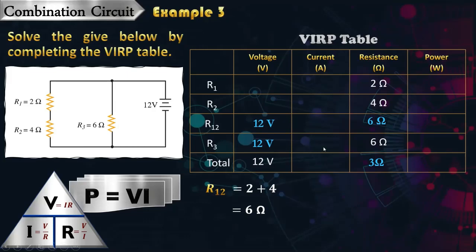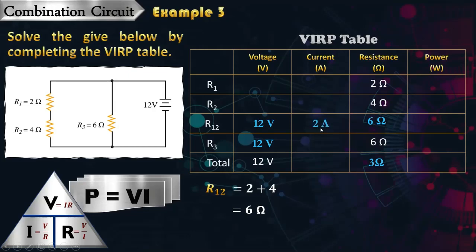Therefore, R12 and R3 each have a value of 12 volts. After that, you can now solve for the current, using the formula V divided by R, the quotient of voltage and resistance. We cannot yet solve the upper parts, R1 and R2, because there is no given voltage for them. So we start with R12, to get the current of R1 or R2. That is 12 divided by 6 is 2 amperes.